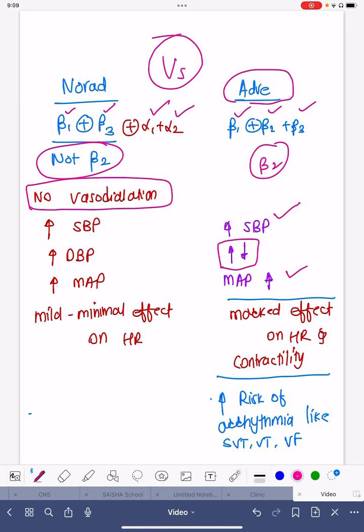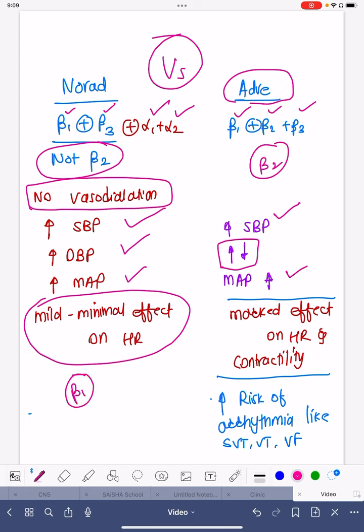Whereas with noradrenaline, systolic blood pressure will be high, diastolic blood pressure will be high. That is the reason why mean arterial blood pressure will be high. And it has very much less activity on beta 1 compared to adrenaline. That is the reason why we don't see much heart rate variation with noradrenaline. So this is one good thing of noradrenaline.